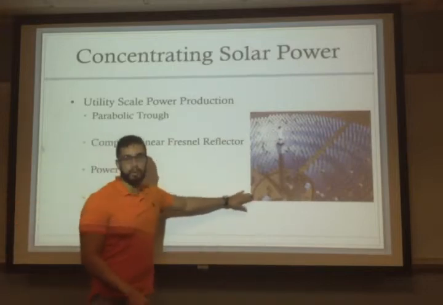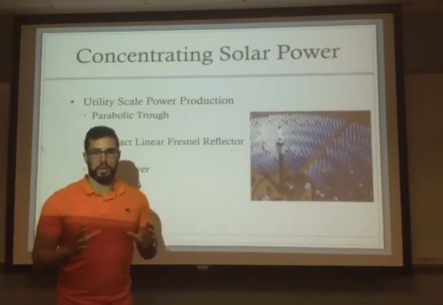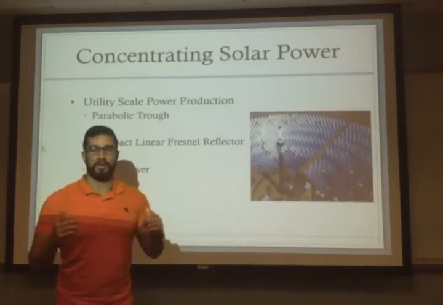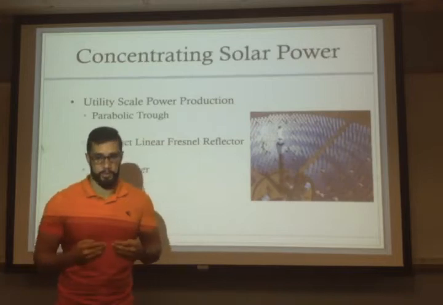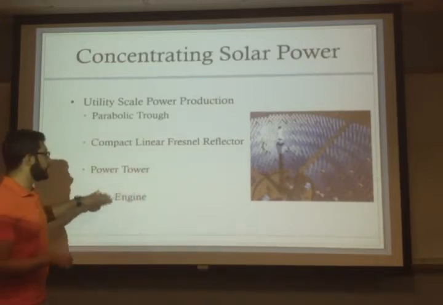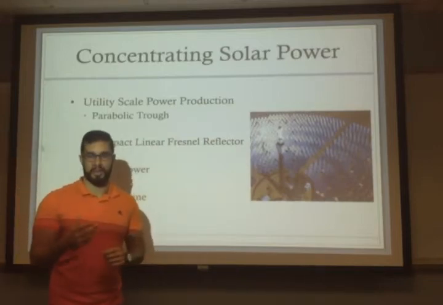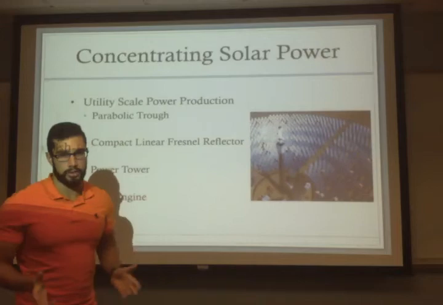Right here is an example of a power tower where all the mirrors are located in a circular fashion and reflect sunlight onto the receiver in the middle. And basically this is the main difference between all these 4 types of utilities. It's just how the mirrors are arranged and how the receiver is arranged as well in respect to these mirrors.